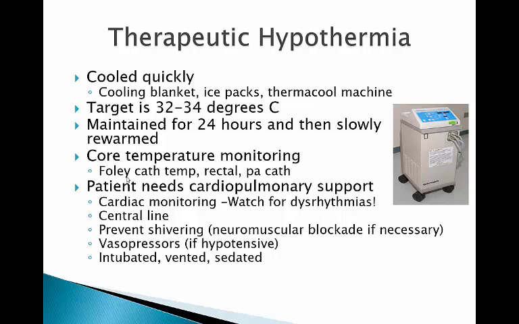But again, we're watching them for dysrhythmias. We'll have a central line. And like I said, at least 4 or 5 medications. The shivering we're preventing with the use of the paralytic, which is that neuromuscular blockade. The vasopressor type of drugs, if they're hypotensive or have issues with cardiac output. They're on the ventilator, they're sedated, and like I said, we have pain medicine on board as well, as well as neurological monitoring.